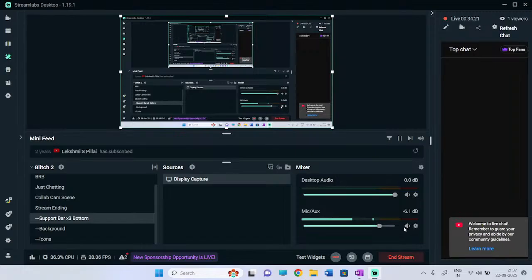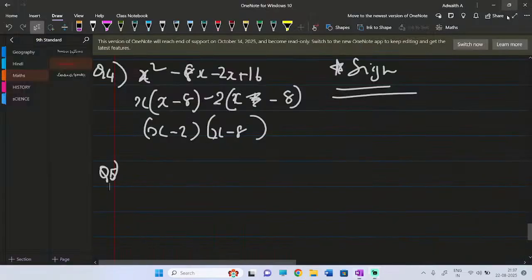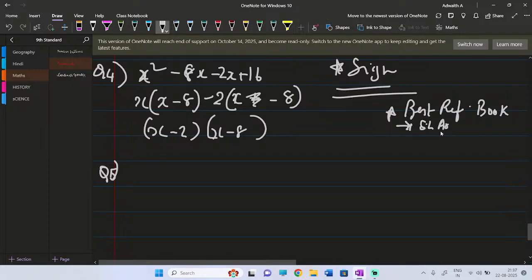Okay, let's start again. I'm checking for questions because in R.D. Sharma I have to, all of you guys just note, the best reference book, if I am suggesting, you have to buy S.L. Arora.